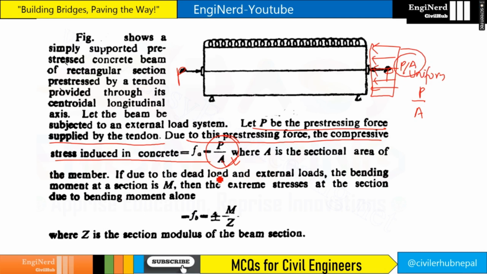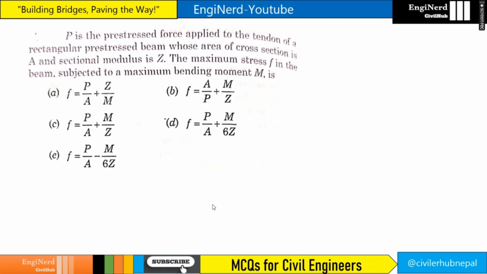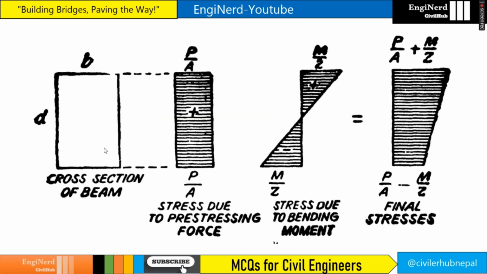And if due to the dead load and external loads, the bending moment at a section is M, then at the extreme fibers of the section, due to the bending moment, it is plus minus M by Z, right? We have already discussed this also, so if it's asking for maximum stress, then it's P by A plus M by Z, right? This one. So P by A is due to prestressing and M by Z is due to external load and dead load, right?